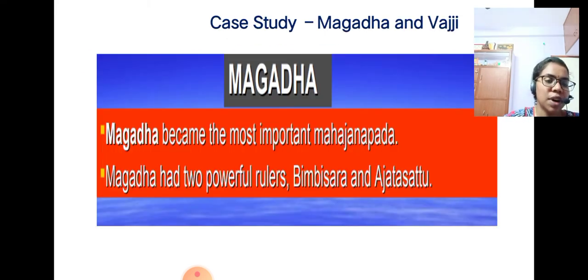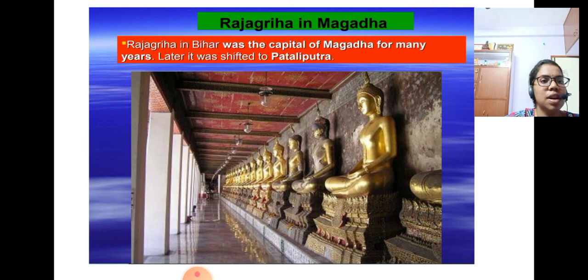Finally, we move on to the case study of Magadha and Vaji. Out of 16 Mahajanapadas, Magadha became the most important Mahajanapada. It had two powerful rulers, one Bimbisara and next one Ajatashatru. Rajagriha in Bihar was the capital of Magadha for many years. Later, it was shifted to Pataliputra.